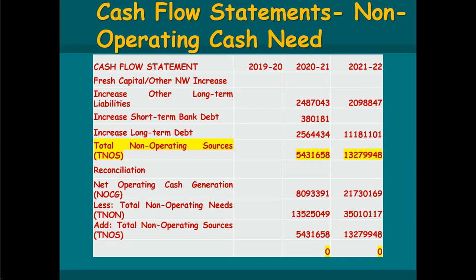On the basis of this, we will have to develop a reconciliation. First of all, net operating cash flow generated we have for both years. Thereafter, less the non-operating need, we have the figure. Thereafter, we have the non-operating source. So the answer should be equal to 0. If your answer is not 0, there is some error in your calculation. So you should practice such cash flow development while analyzing any type of company.